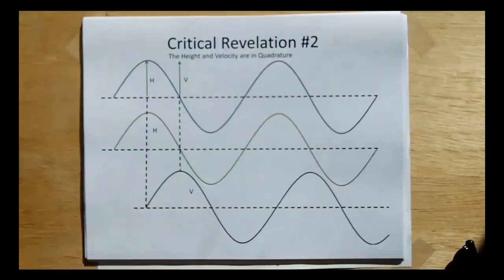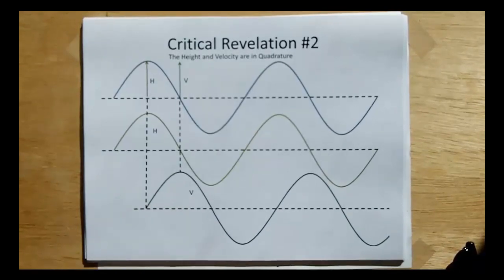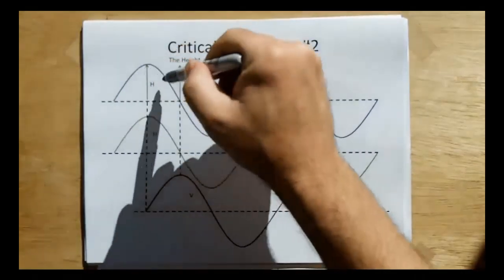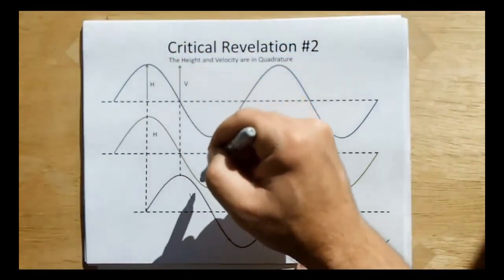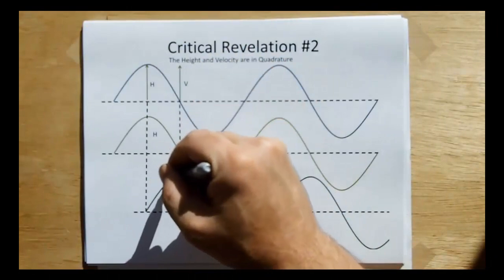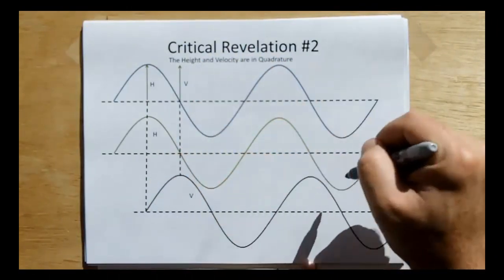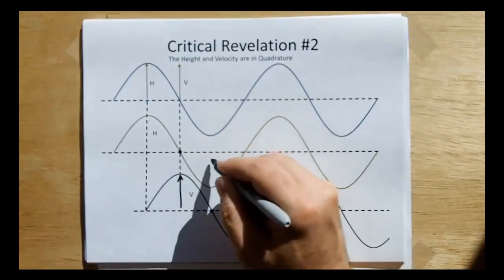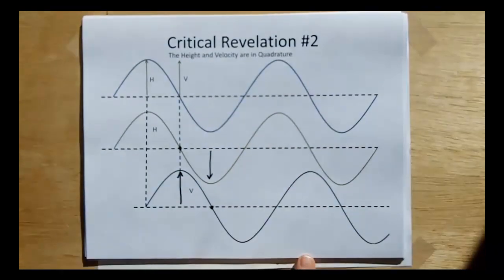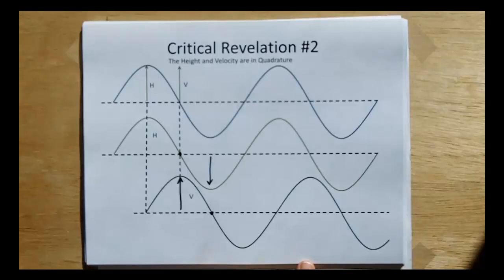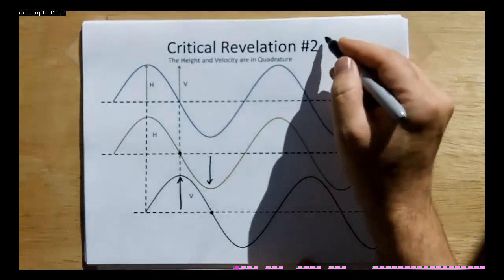And the other thing we have to realize is that the height and the velocity are in quadrature. Quadrature means 90 degrees out of phase. So if this is the real wave here in the blue, the height mimics the actual height of the wave, but the velocity, if we model the velocity over time, is in quadrature, meaning that where the height goes to 0, the velocity goes to max. Where the velocity goes to 0, the height goes to max one way or the other. They're in quadrature. That's critical. All wave phenomena have the energy components in quadrature. Okay? So that's critical revelation 2.